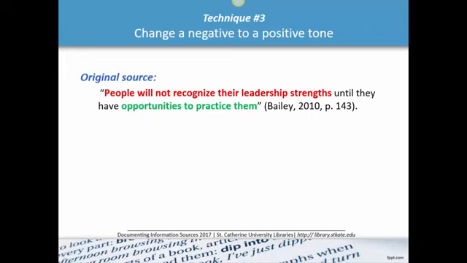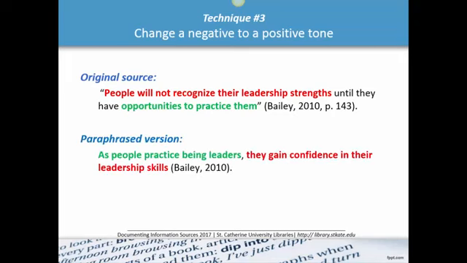This next technique involves changing a negative tone in your source to a positive tone in your paper. My source reads, "People will not recognize their leadership strengths until they practice them." I changed this to read, "As people practice being leaders, they gain confidence in their leadership skills." Notice that I use somewhat different wording as well as changing the negative to a positive tone. The basic idea remains the same as the original.